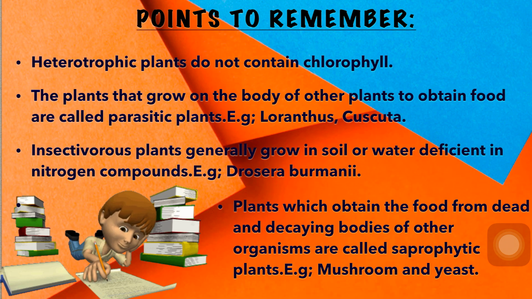Student, points to remember: heterotrophic plants do not contain chlorophyll. The plants that grow on the body of other plants to obtain food are called parasitic plants. For example, Loranthus. Insectivorous plants generally grow in soil or water deficient in nitrogen compounds. For example, Drosera. Plants which obtain food from dead and decaying bodies of other organisms are called saprophytic plants. For example, mushroom and yeast.